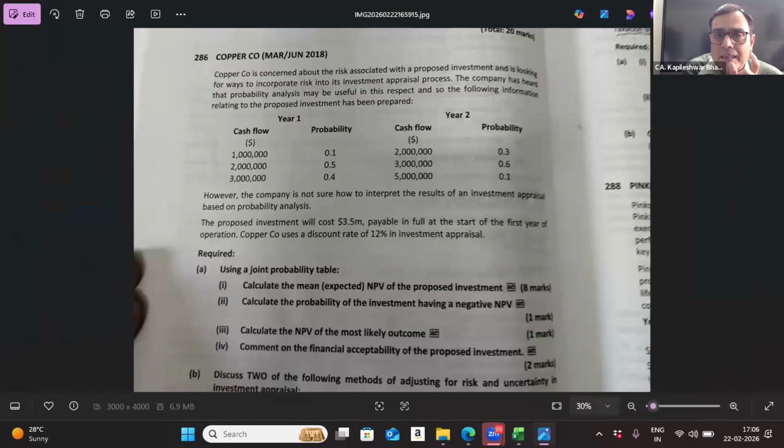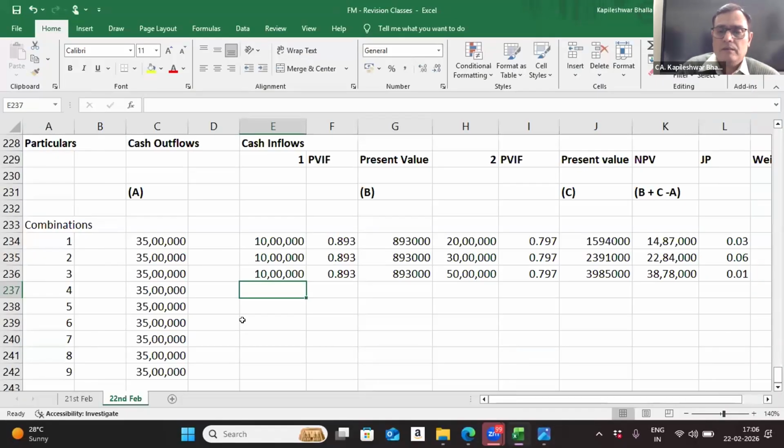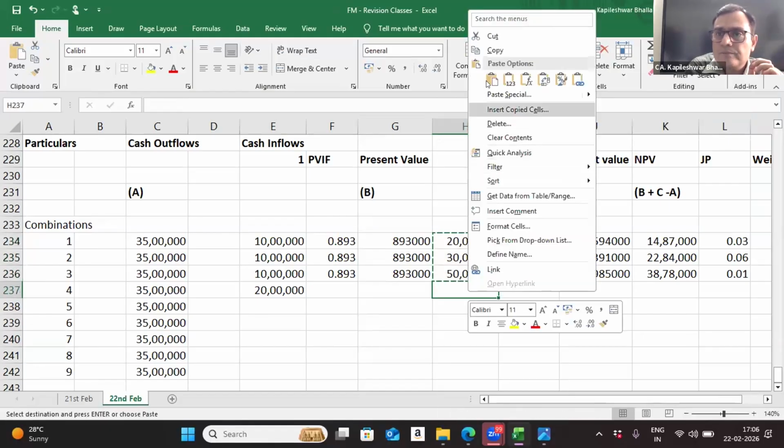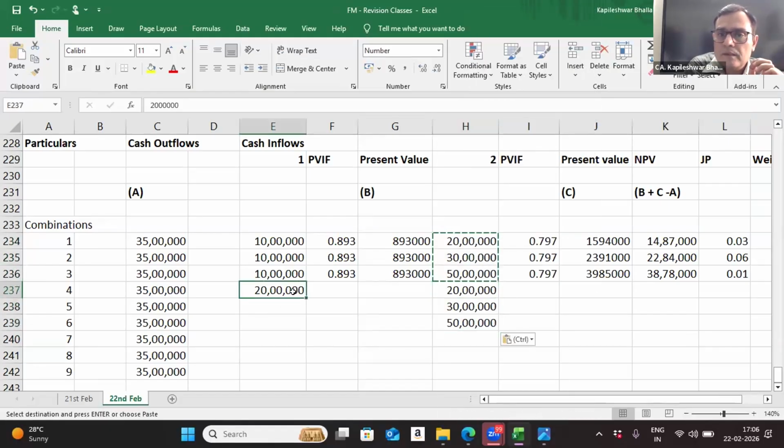It's going to be 20 lakhs in the first year. So this is 20 lakhs. And we can copy this data. Let's copy this out here. And this will remain 20 lakhs. And this would remain the same.